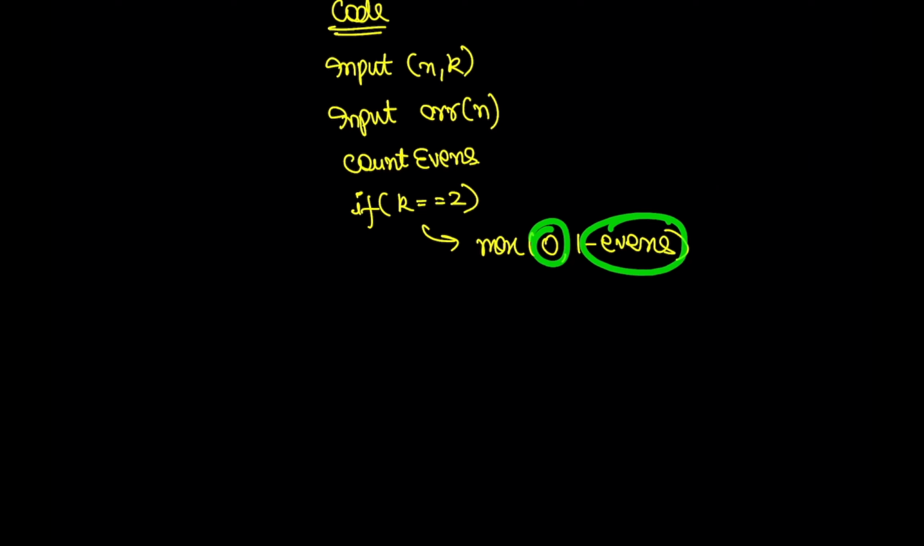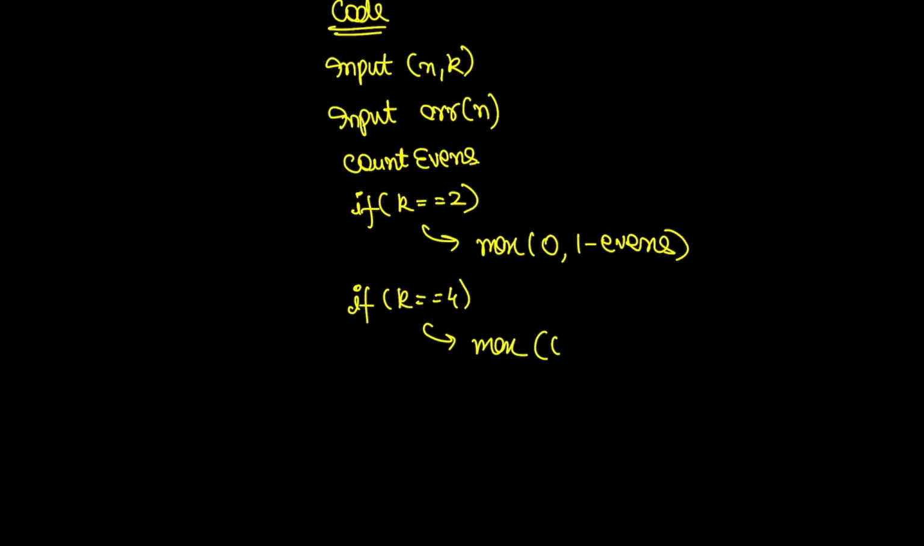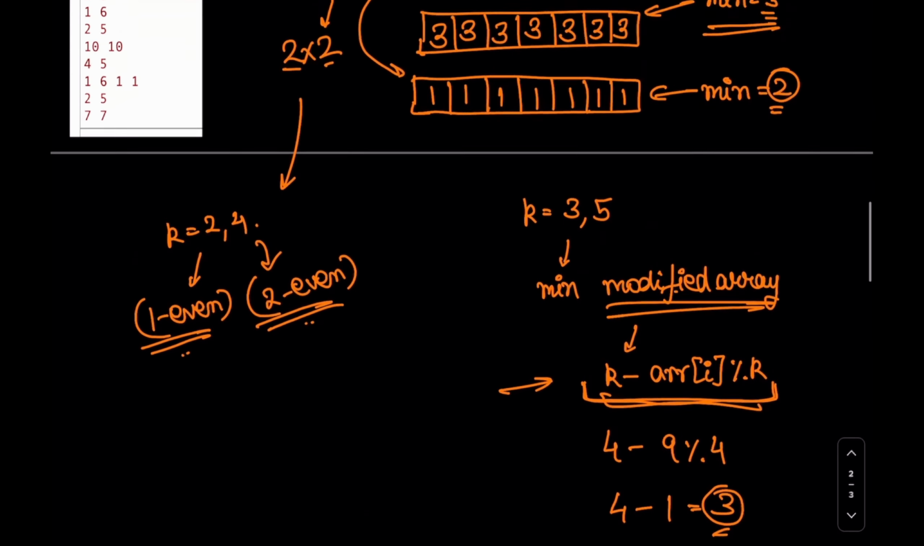So if the number of evens is greater than 1, then we just don't need to print anything. Like we don't need to have any operation. So we'll have a max with 0. Similarly, if k is 4, we will have again a max with 0, 2 minus evens. Why the 0? Again the same explanation, and 2 minus evens I explained it here.